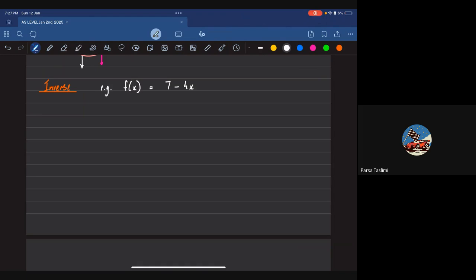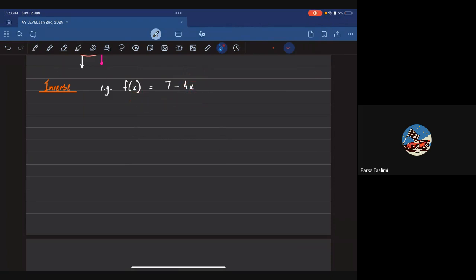And I know for sure that this is a one-to-one function. Why do I know that for sure? Because if I put in one value of x, like x is equal to 2, it's going to be 4 times 2, and the answer is going to be minus 1. Now you can see that one value of x, put as 2, gave me one answer of f of x is equal to minus 1.